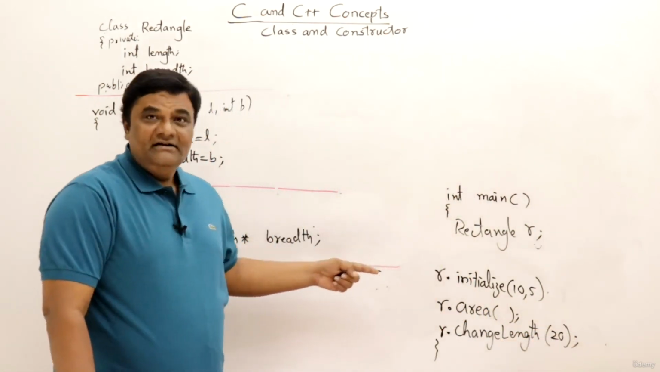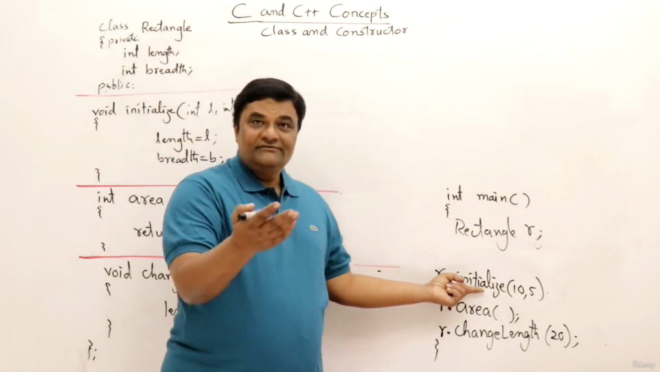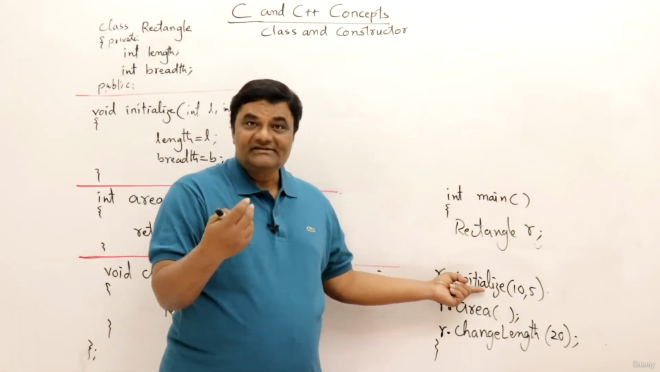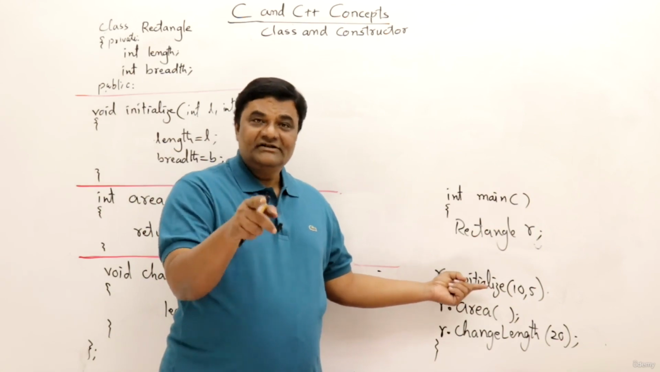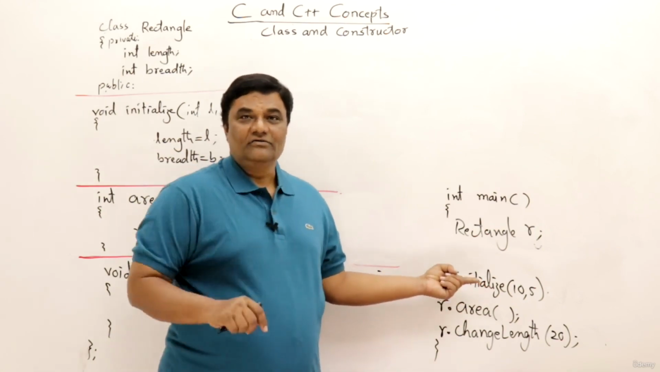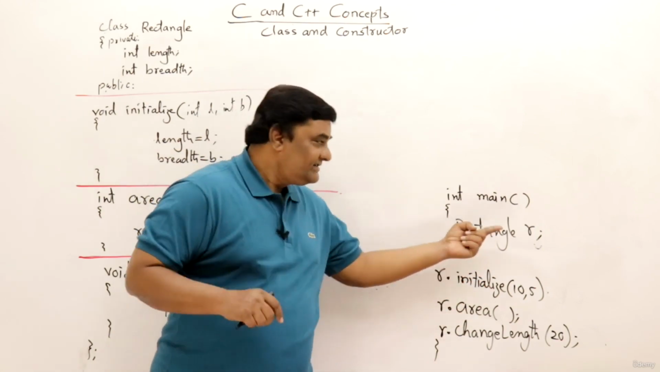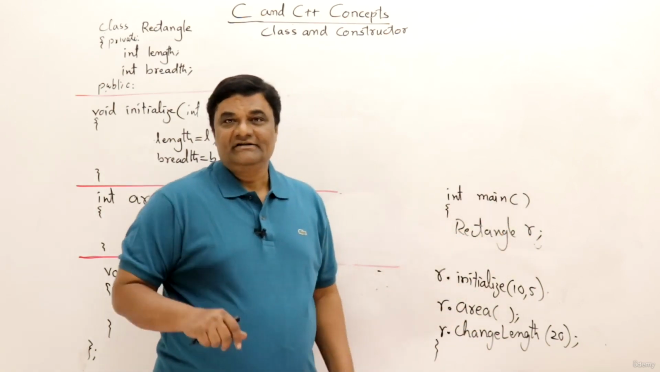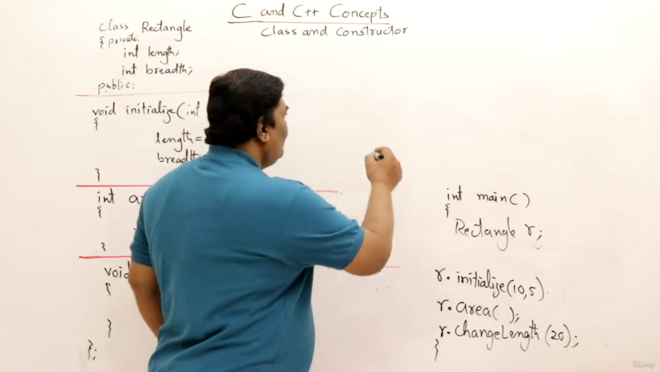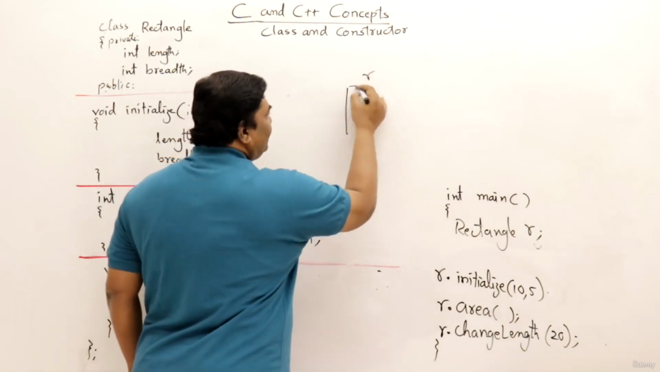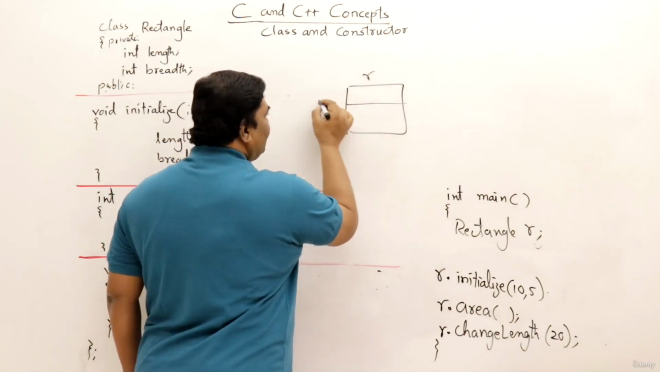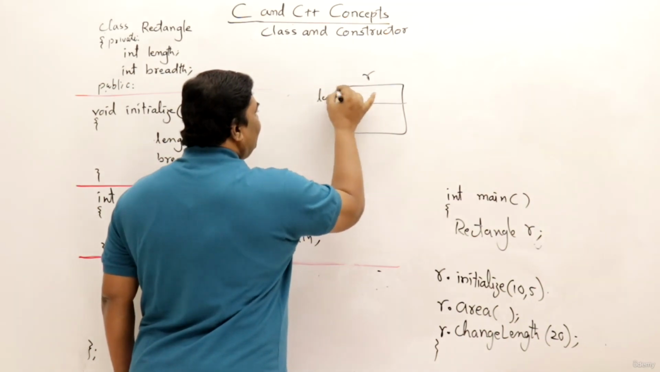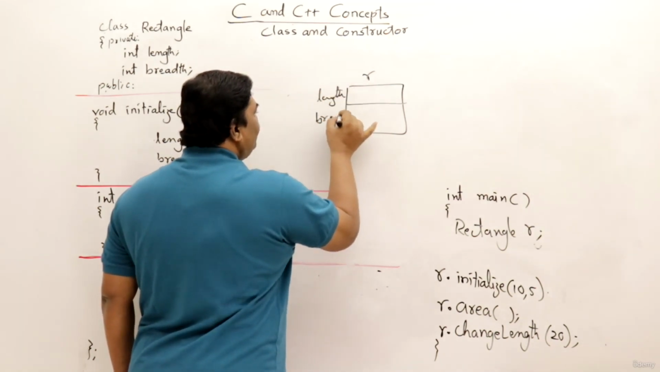Now you can see that earlier the initialize function was taking rectangle as a parameter. Now the initialize function itself is a part of rectangle. So this is an object and these are the member functions of that object. Once you create a rectangle, what are the things you get? You get length and breadth. These are the two data members, length and breadth.